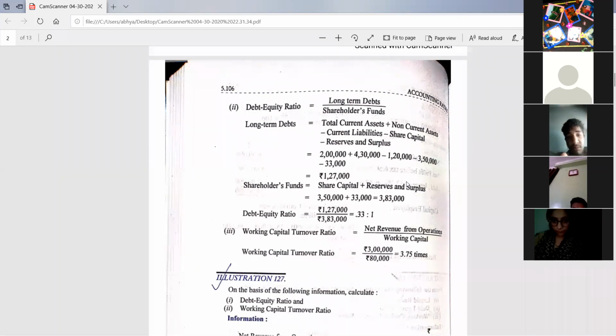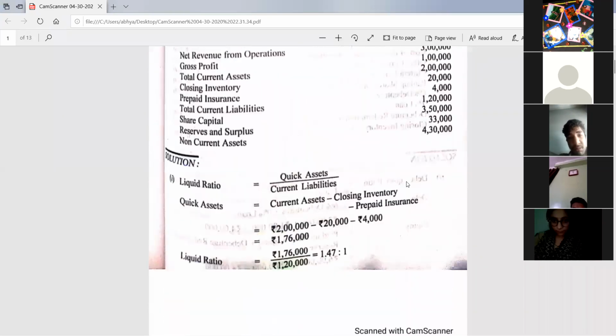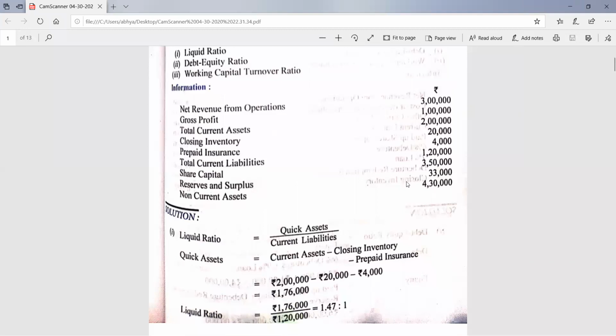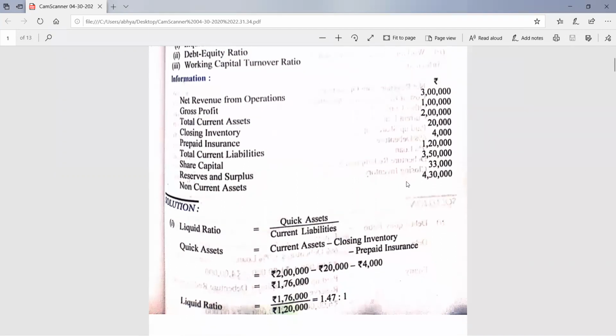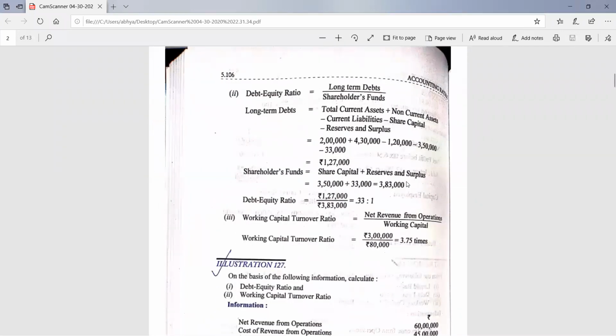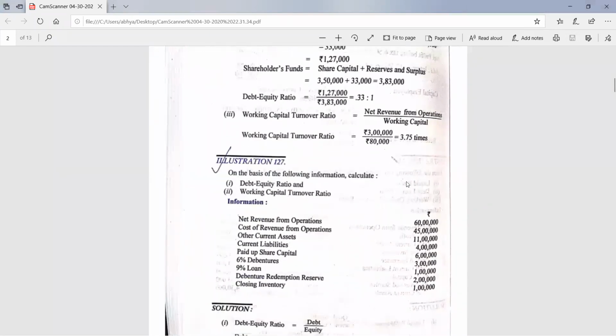Yes. Next, working capital turnover ratio, RFO upon working capital. So here RFO is given, net RFO 3 lakh, and working capital we can easily find out by using the formula current assets minus current liability. Current assets 2 lakh and current liabilities are also there, 120. 2 lakh minus 120, which will be equal to 80,000. So we can find out 3 lakh upon 80,000, which is equal to 3.75 times.